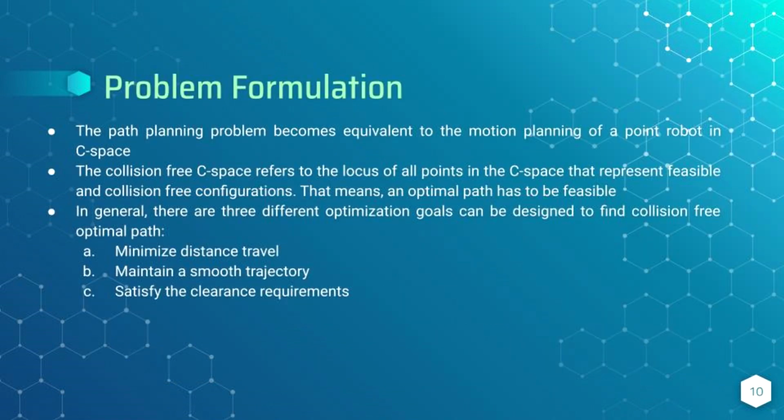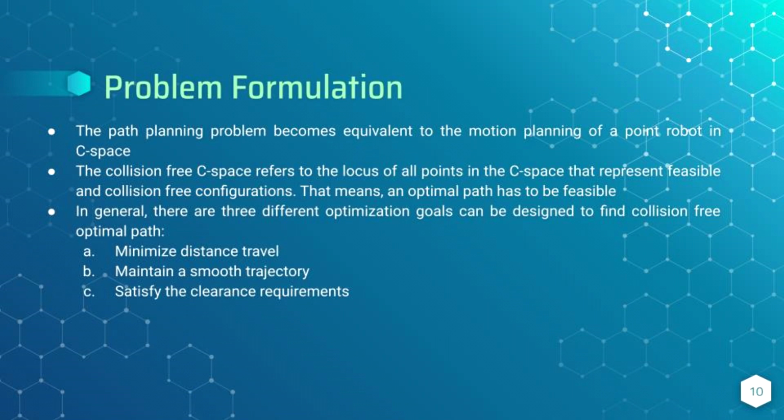Problem formulation. If the 2D map has n via points, the space of all feasible solutions is enormous. A robot C space is the space of all configurations of the robot's path. The robot planning problem is analogous to the motion planning of a point robot in a C space. The collision-free C space is the location of all points in the C space that reflect viable and collision-free configurations. That is, an optimum path must be practicable.